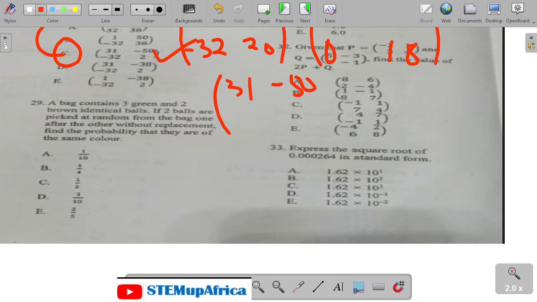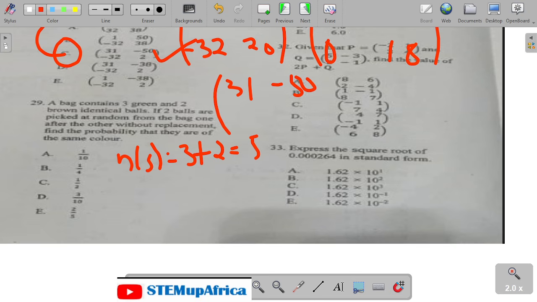29. A bag contains 3 green and 2 brown. So my sample space is simply 3 plus 2, which is 5. Two balls are selected at random, one after another without replacement. Find the probability that they are of the same color.